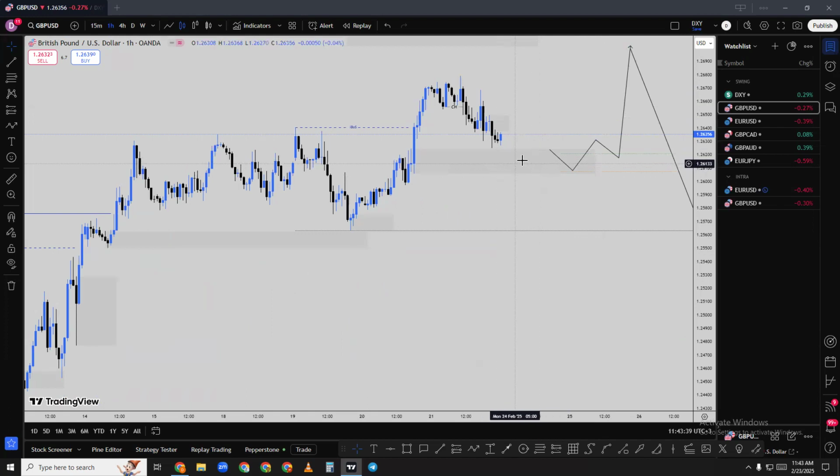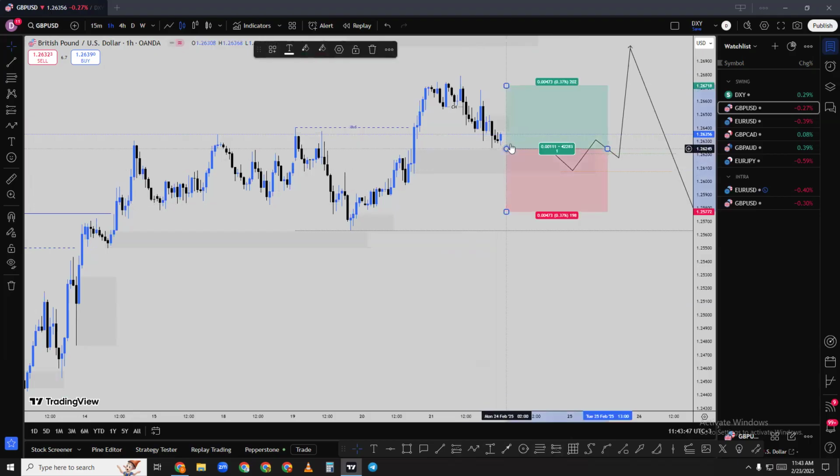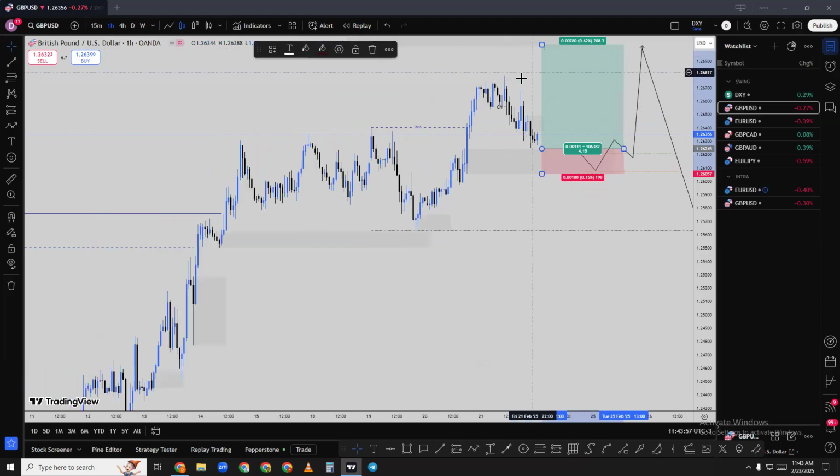This is where I'm looking to buy the market from, and then buy all the way to the upside, something of the sort. Let's just mark that out. Okay, something of the sort. Buy, and that would be a good 4.15, at least 78 pips to the upside.